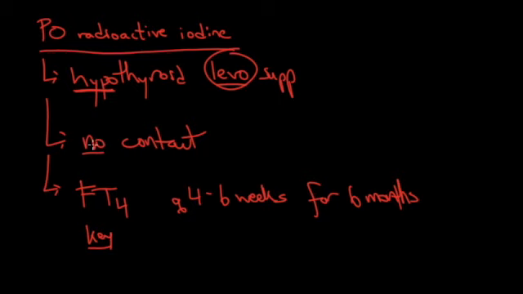Also, a big thing is that you really can't have contact with kids or pregnant women. So let's say the patient is a father of 3 and there's another one on the way. Radioactive iodine probably isn't the therapy for him. Another thing is our key monitor of success with radioactive iodine is going to be free T4. And we want to monitor this every 4 to 6 weeks for 6 months while we're on therapy. So that's the gist of radioactive iodine.